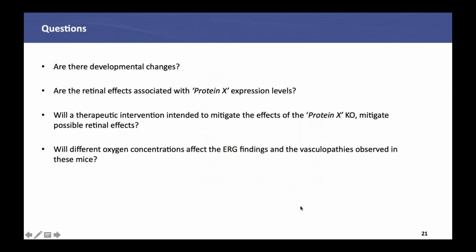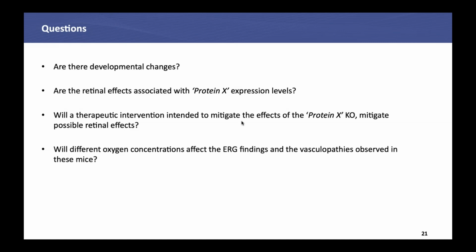So what are some of the questions we're going to ask? We're going to use the ERG as one of the assays to evaluate this. Are there developmental changes in these animals that have this knockout? Are there retinal effects associated with protein X expression levels? And we can modulate the expression levels in these animals and see what the consequence is on the physiology.